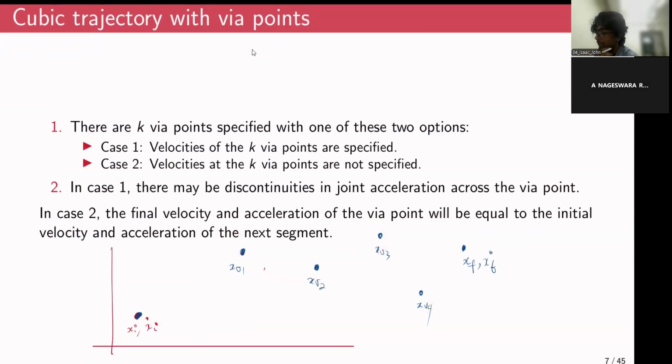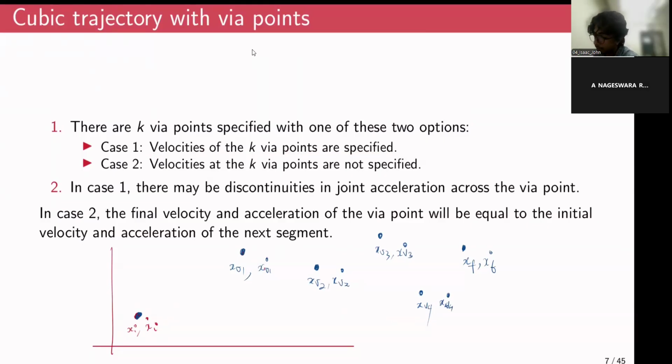So this can be done using two different cases, right? Two different cases that are, in the first case, the velocities of k via points are specified. So apart from their positions, you will specify their velocities xv1 dot, then xv2 dot, xv3 dot, xv4 dot. So that will be specified.